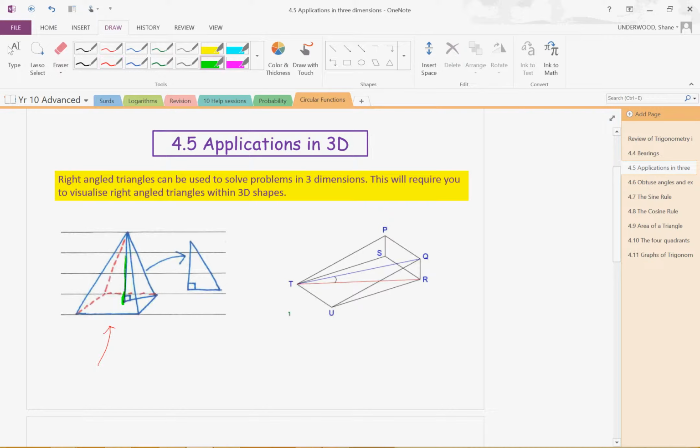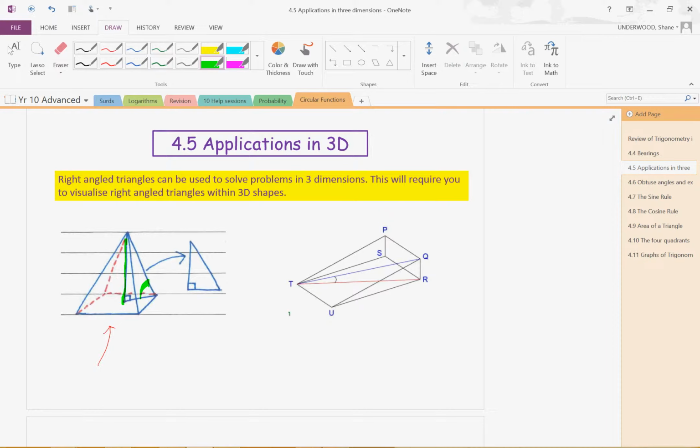can be found using what theorem? Pythag, yes. Now, another thing is, you could also be given an angle and you can use basic trigonometry, just to apply it in 3D settings.